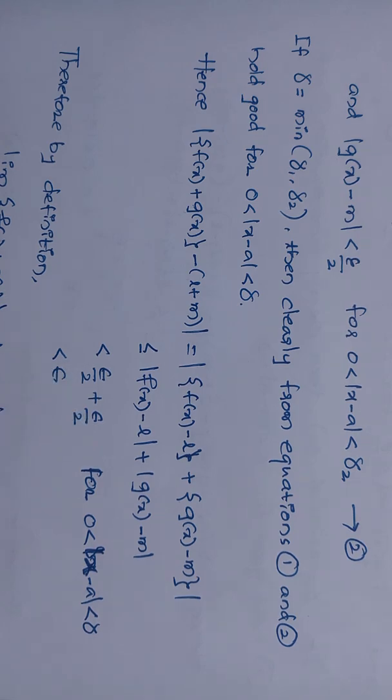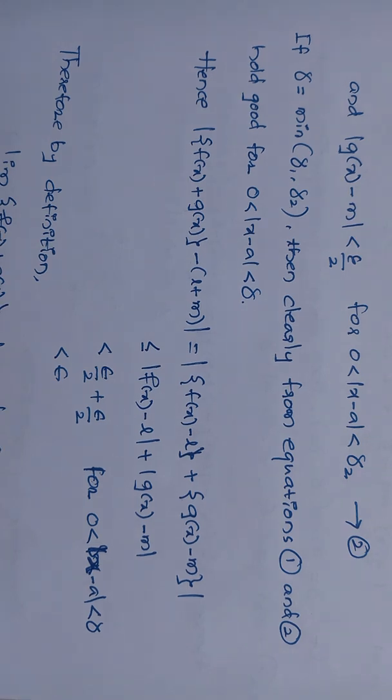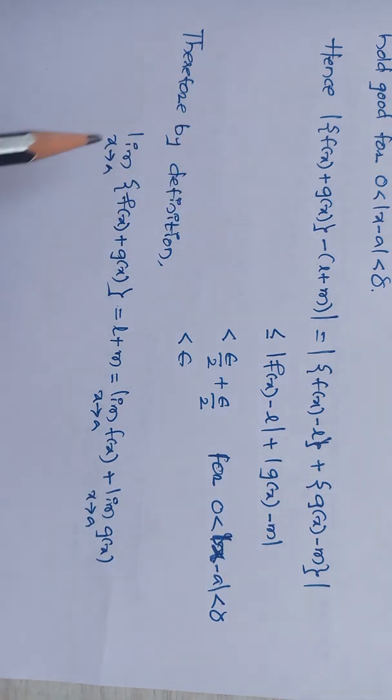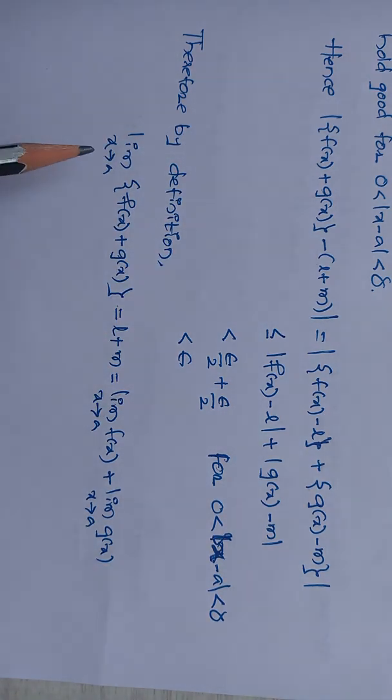So therefore again I use here the definition of limit. So then for this function I apply limit, so limit x tends to a of f of x plus g of x is equal to limit f of x as x tends to a plus limit g of x as x tends to a. So you know the value of limit x tends to a f of x is L, and limit x tends to a g of x is what? M. So therefore using the definition of this, your result follows.